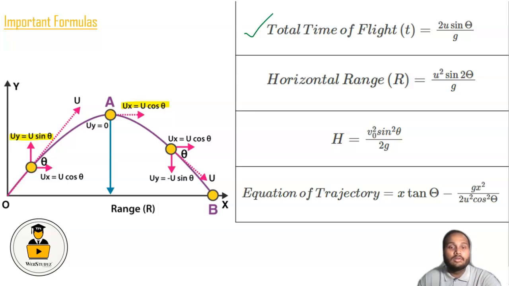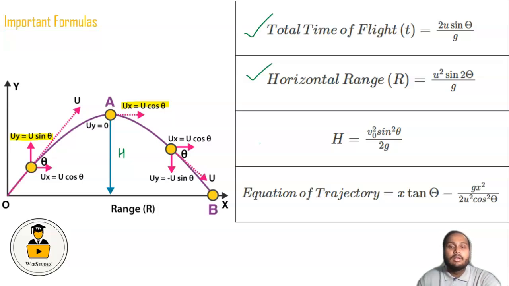Then we have the horizontal range R, that is OB. It is u square sine 2 theta by g. Next is H, the maximum height. It is u square sine square theta by 2g.